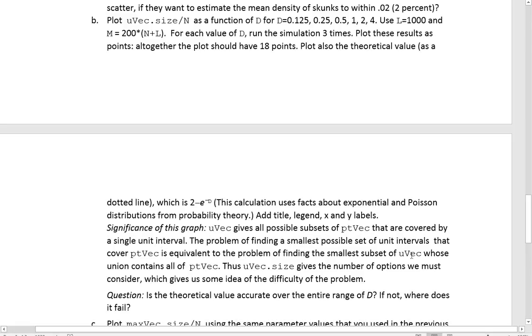So UVec, remember the elements of UVec represent intervals. So you want to choose some intervals that cover all the points. And you want to choose as few intervals as possible if you want to use as few sensors as possible. Thus, UVec size gives the number of options we must consider. These are the number of different ways that sensors can fall among the different points. So this gives us some idea of the difficulty of finding the smallest set, because these are basically the number of options we need to consider.